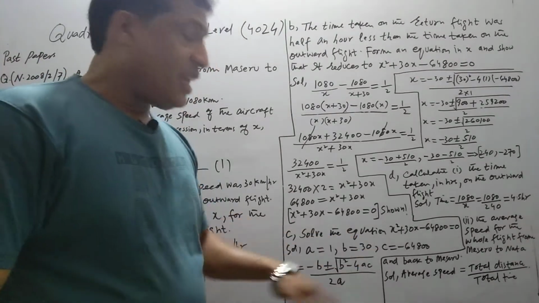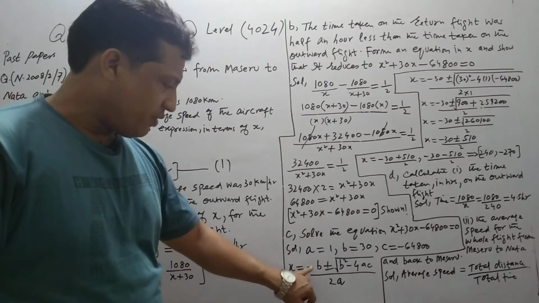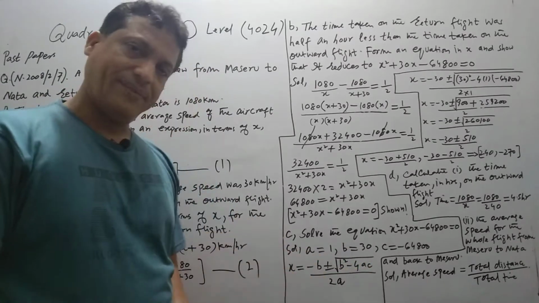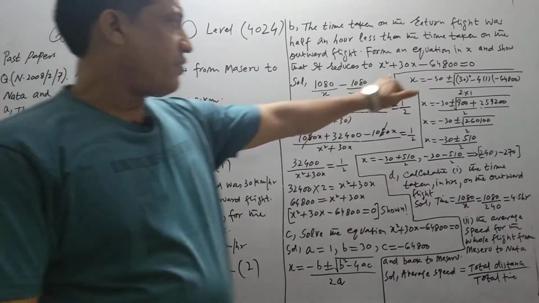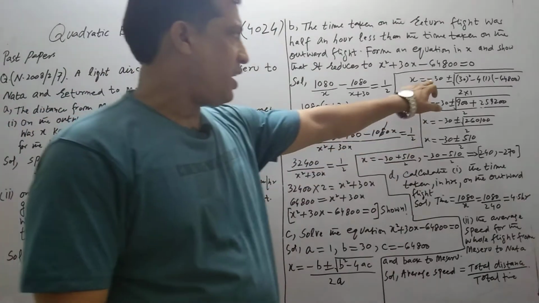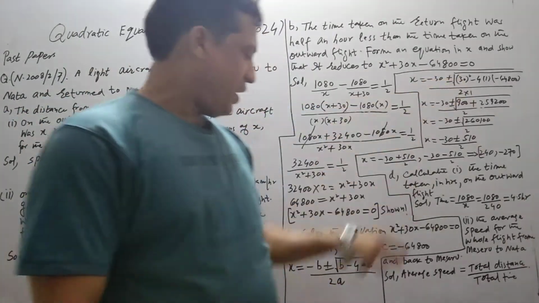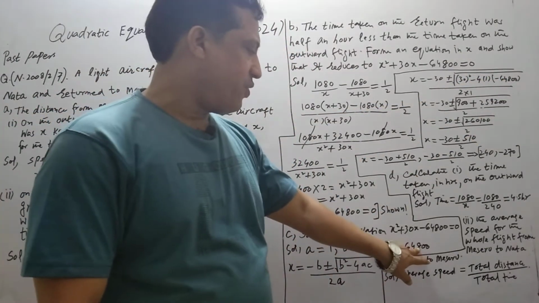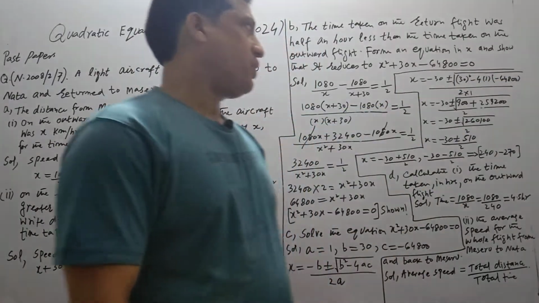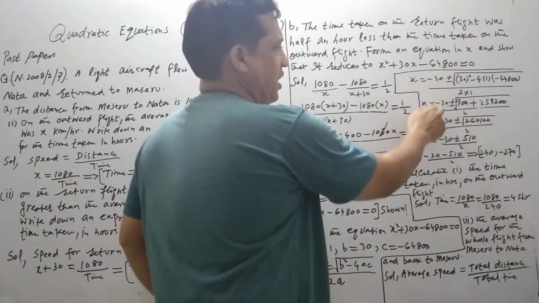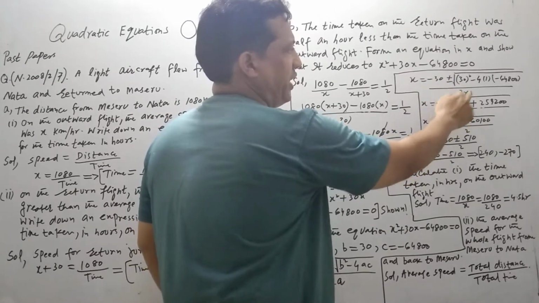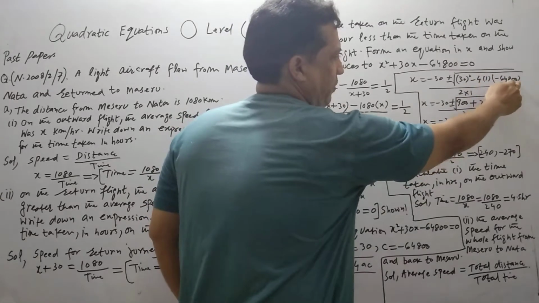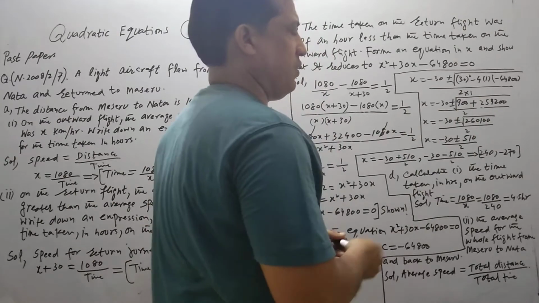Now put a, b and c in the quadratic formula. What is the quadratic formula? x is equal to minus b plus minus square root of b square minus 4ac, whole upon 2a. Now put the values. x is equal to minus b, minus b is minus 30, plus minus the square root of b square, 30 square, minus 4 into a into c. Here c is minus 64800. So minus 30, same, plus minus the root of 30 square is 900, minus minus plus, 4 ones are 4, and 4 multiplied by 64800 is 259200.